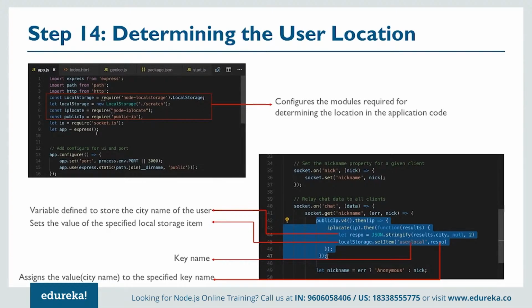Then once the IP address is resolved, we get the IP address, we have the callback, then we use the IP locate, pass in the IP address that we received, and then once that promise is resolved, we have the callback function with the results. Results will have the city, which we will stringify and then store in the local storage, saying user local, something like that. Then what?